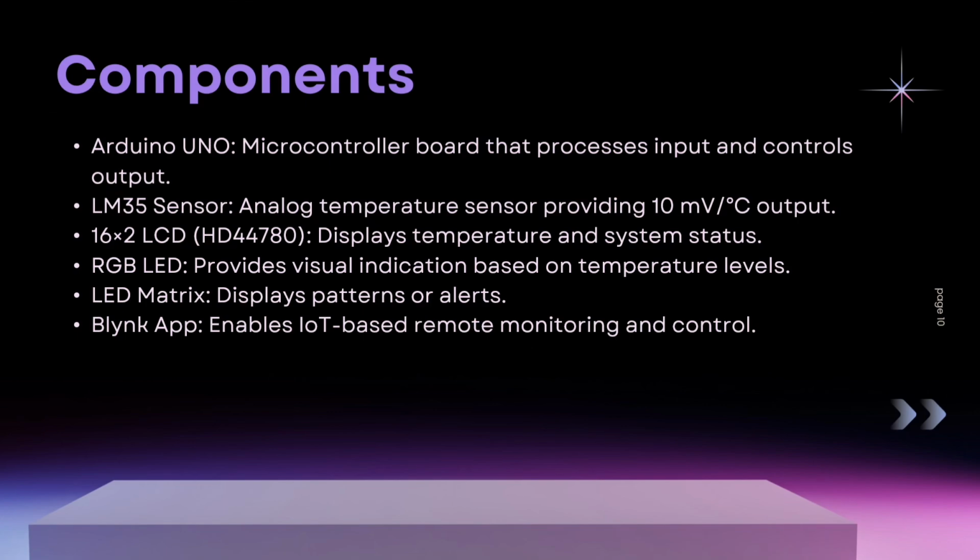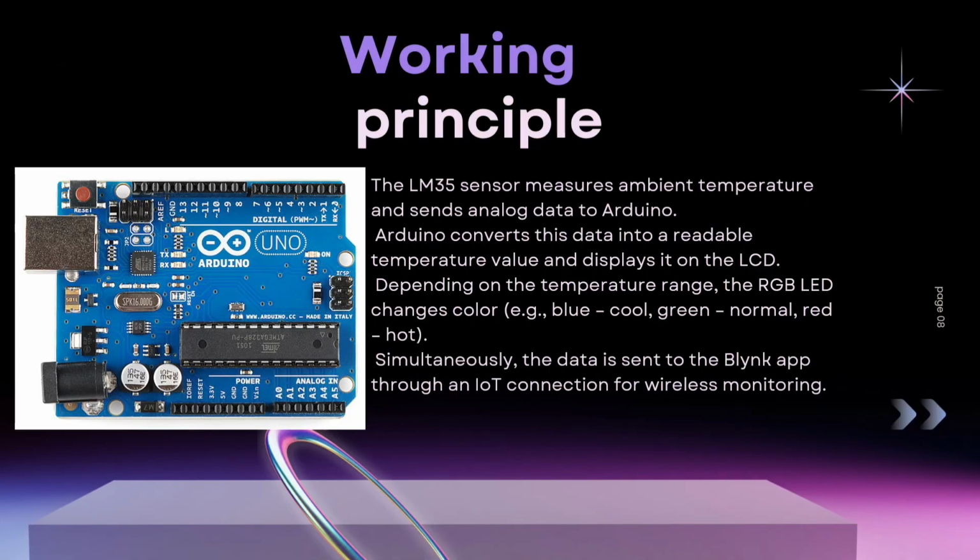The RGB LED provides visual indication based on the temperature levels. The LED matrix displays patterns or alerts. The Blynk app enables IoT-based remote monitoring and control.